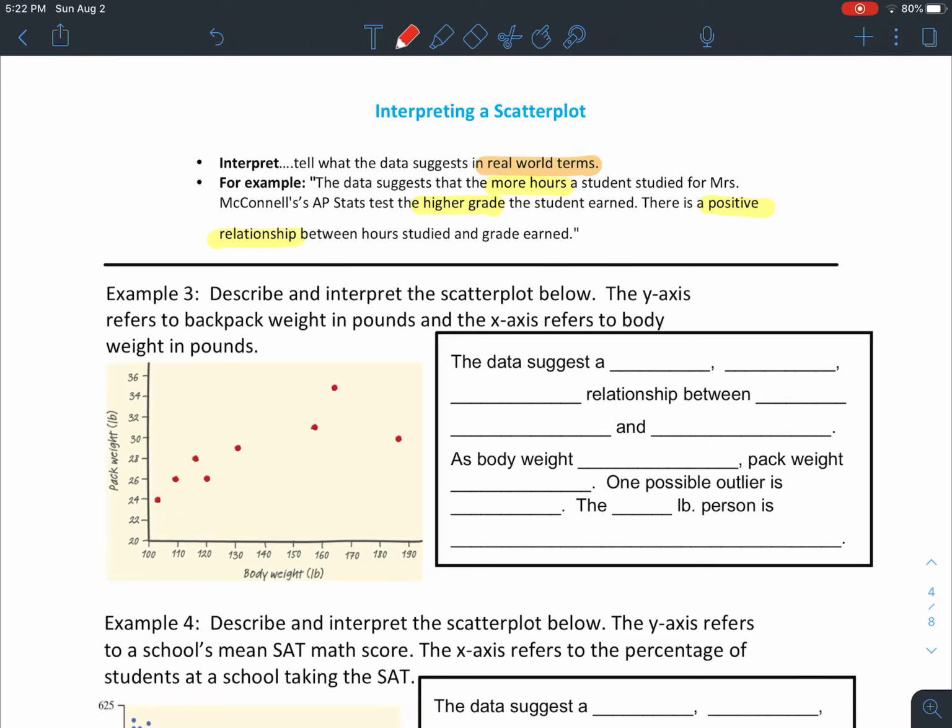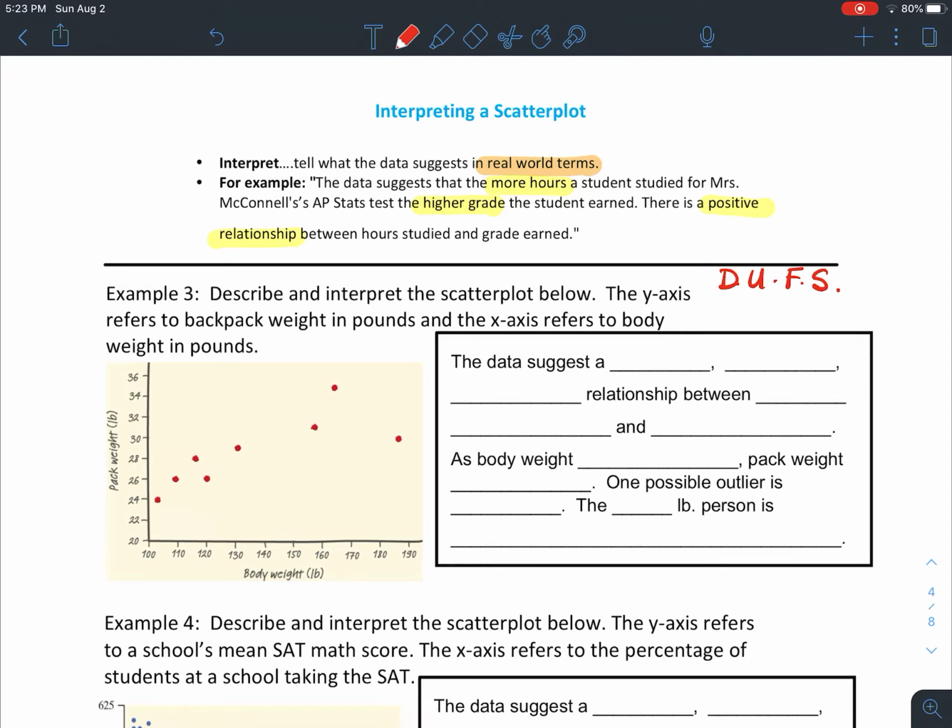Okay, so let's go back to this scatter plot that is relating someone's body weight with their backpack weight. Let's see if we can fill in a description here of the scatter plot. Again, we're working through the DUFS acronym and want to try to weave in context. I have a little bit of a framework here for us. We're just going to fill in the blanks.